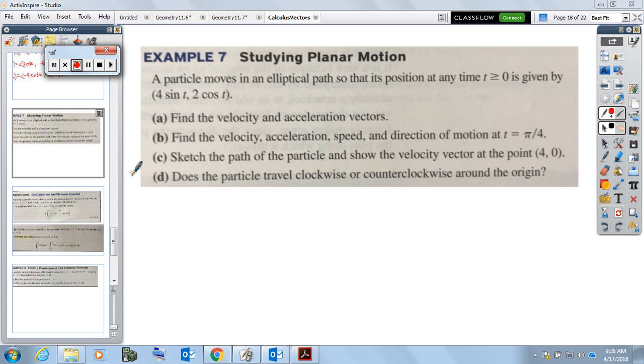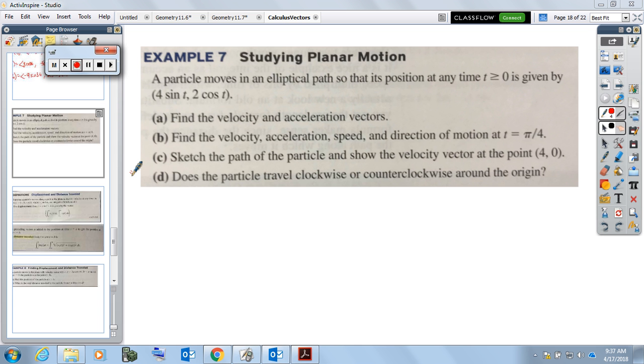Alright, ladies and gentlemen, in this video we are continuing the vector discussion, specifically the discussion about velocity, acceleration, speed, position, motion, and direction of motion, and we're going to look at another example. The goal remains the same: to understand vectors in terms of position, velocity, acceleration, and speed, and the relationship between all of them.